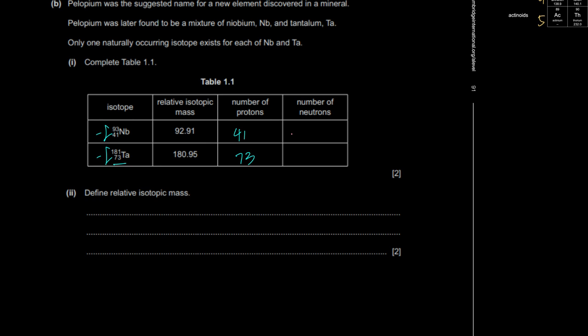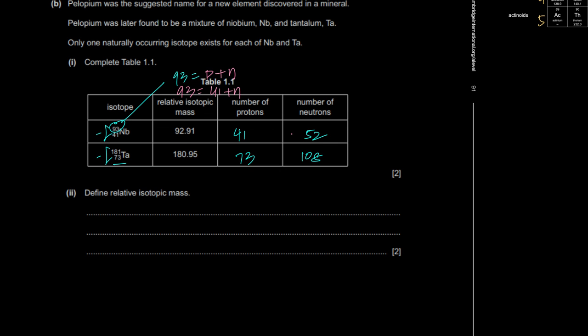So 93 minus 41. What does that give me? Let me calculate it using my phone. So 93 minus 41, that's 52. And 181 minus 73, that's 108. And we know why we are subtracting, because 93 is the mass number, and mass number means the total number of protons plus neutrons in the nucleus of the atom. And you're given protons, which is 41. So you just plug in 41 plus n, and then subtract 41 on both hand sides. That's why we just say subtract the two numbers.